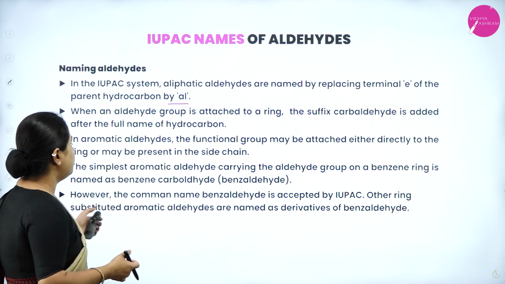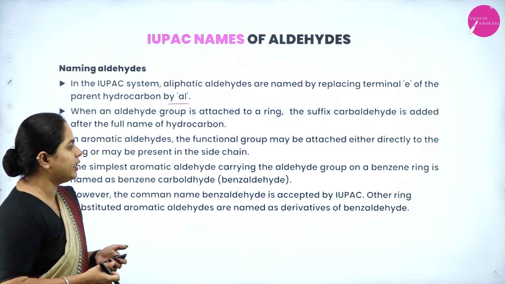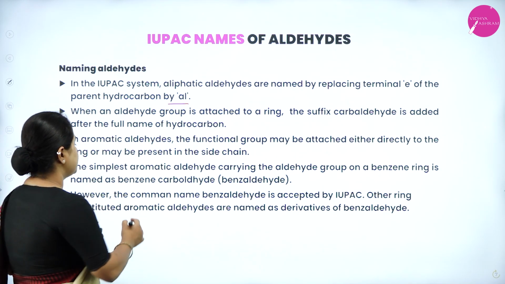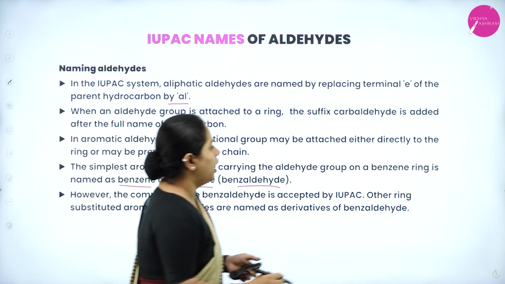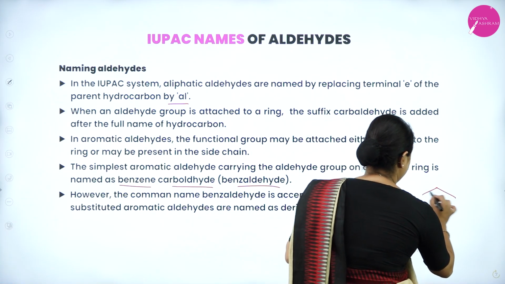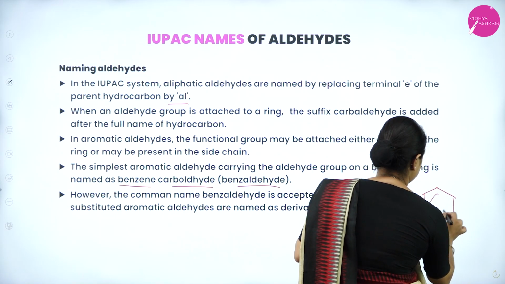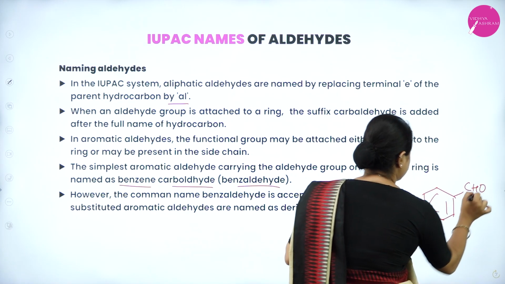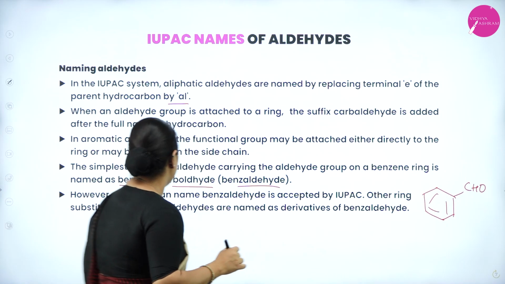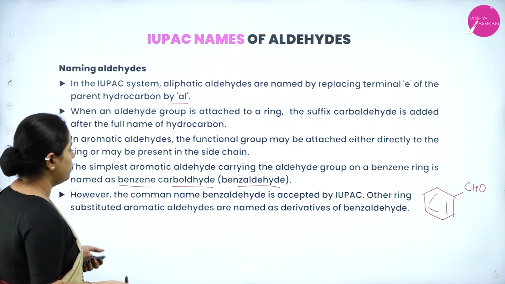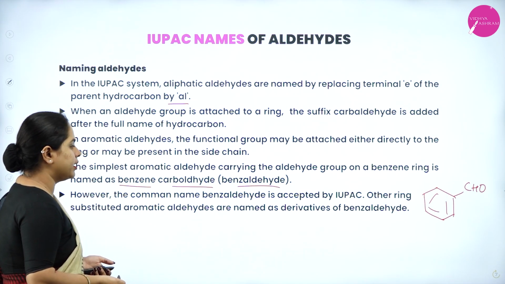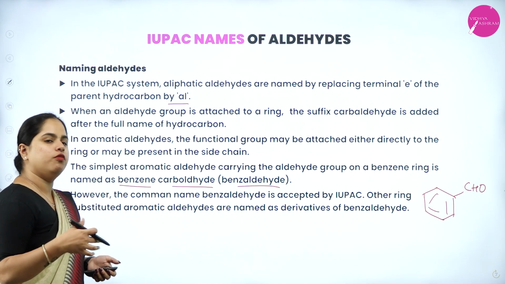In aromatic aldehydes, the functional group may be attached either directly to the ring or may be present in the side chain. The simplest aromatic aldehyde, carrying the aldehyde group on a benzene ring, is named benzene carbaldehyde or benzaldehyde. The simplest aryl aldehyde is this one, C6H5CHO. So this is called benzaldehyde. The common name benzaldehyde is accepted by IUPAC also. Other ring substituted aromatic aldehydes are named as derivatives of benzaldehyde.